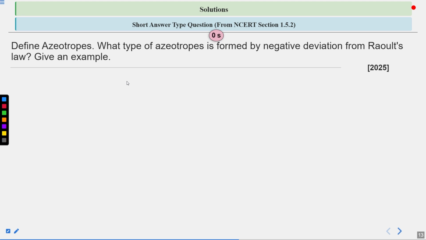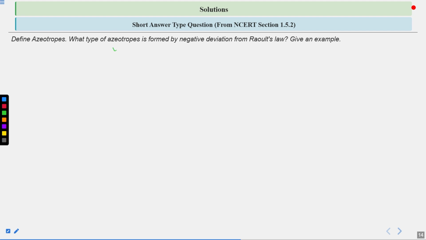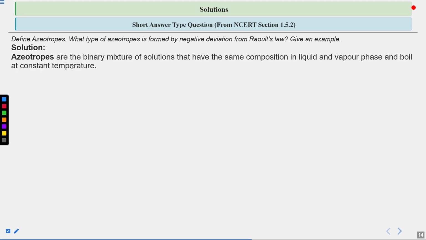Okay, let's see. So for this given question, let's see how you can answer it. First of all, azeotropes, because the first question is to define azeotropes. Azeotropes are binary mixtures of solutions that have the same composition in the liquid and vapor phase, and also boil at constant temperature.